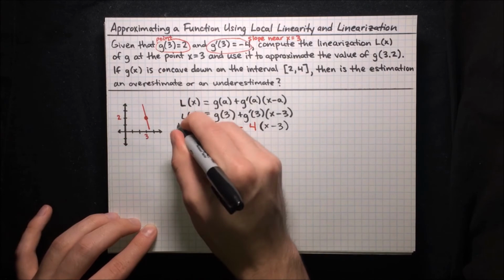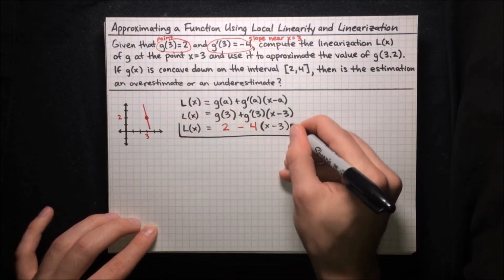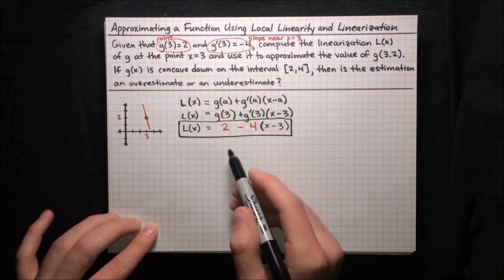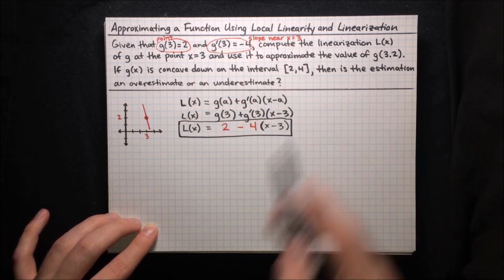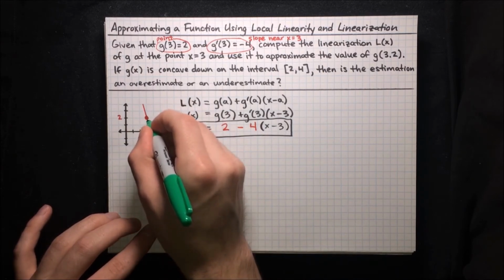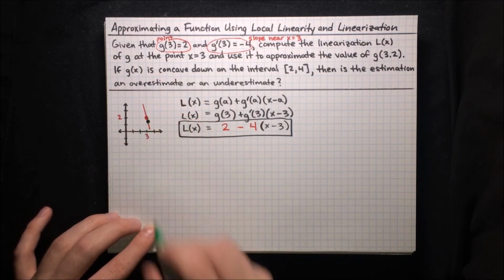Alright, so there is our formula for L of x. That's the first part of the question. What was the formula for L of x? Well, here it is. And now we want to use this formula to approximate the value of g of 3.2. Well, 3.2 is right about over here, so we should expect an answer that's a little bit lower than 2.